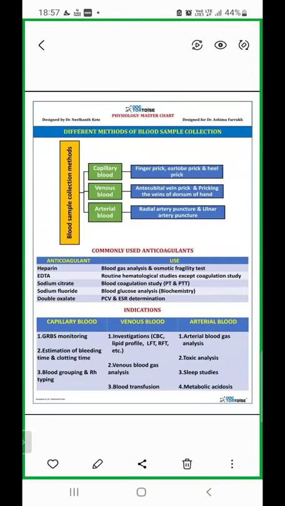And venous blood, as you know, is used in investigations like CBC, lipid profile, LFT, RFT, all the routine investigations used in clinical medicine, venous blood gas analysis and blood transfusion. Arterial blood can be used for arterial blood gas analysis, we call it ABG, and toxic analysis, and for sleep studies and for metabolic acidosis. So this was all about the different methods of blood sample collection.